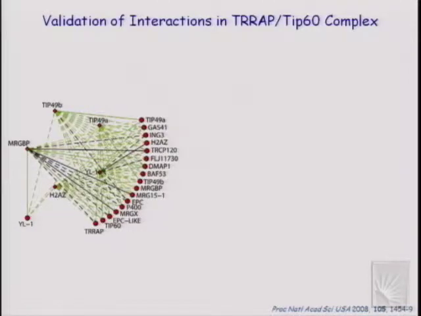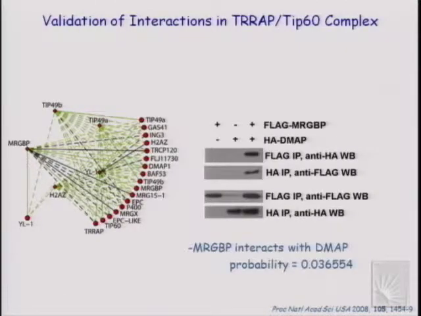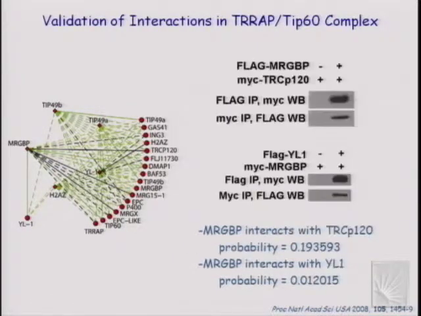In this case, we just had 5 baits, and there's a significant number of proteins. We now have many more baits. We'll do an updated version of this one of these days. We have a couple of events where MRGBP interacts with DMAP1. It has an intermediate probability, and it actually has a co-IPable event. Here's a couple other ones. MRGBP with TRCP120, which is here, has a very high probability, and we validated it as a co-IPable event.